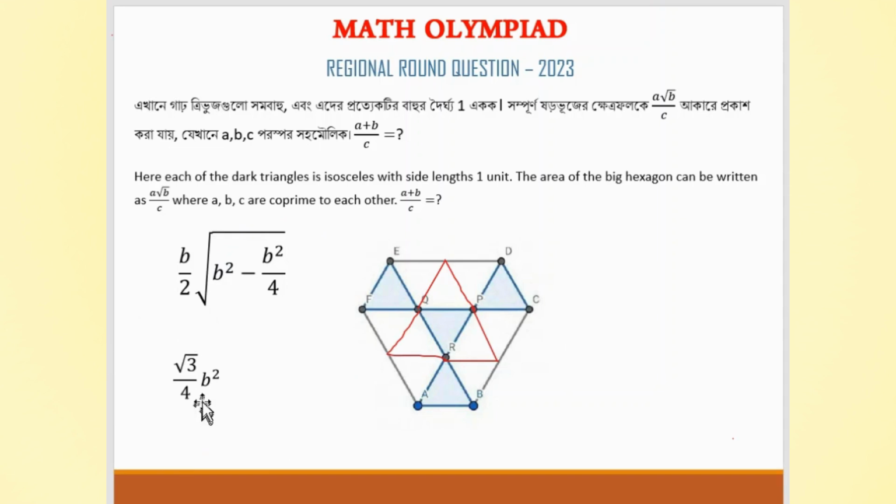So now just replace this b with 1 unit here. We're going to substitute b with 1, which is going to look like 1 square, which is just 1, right? So let's just cut the whole thing here. So it's going to look like root over 3 by 4. So that's it.